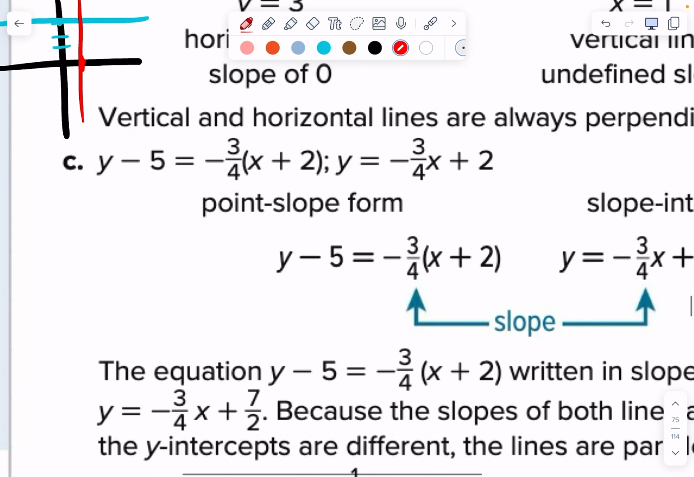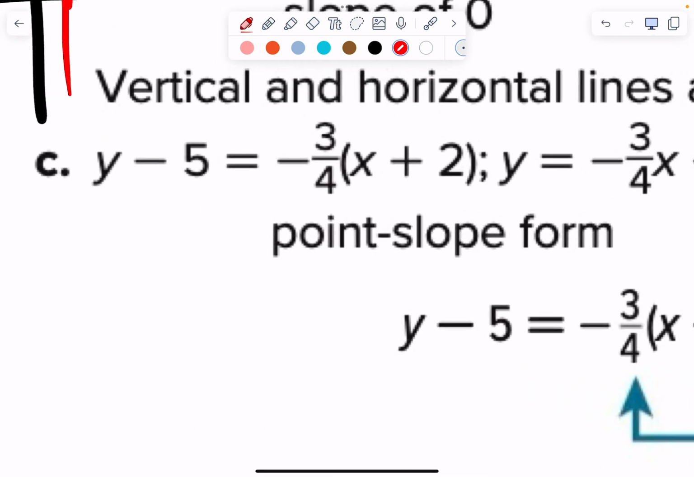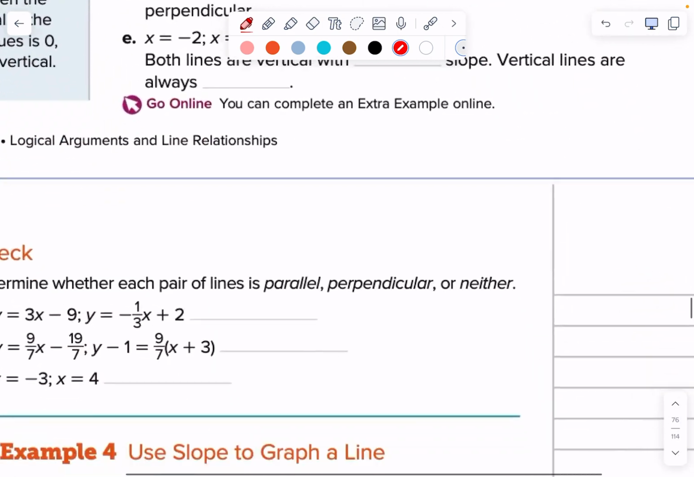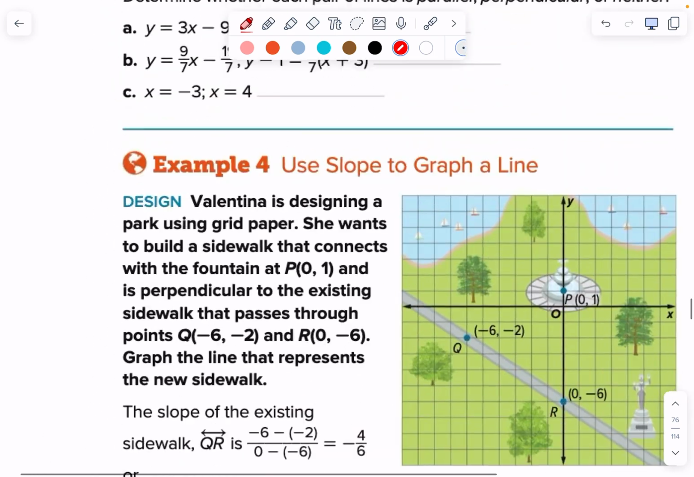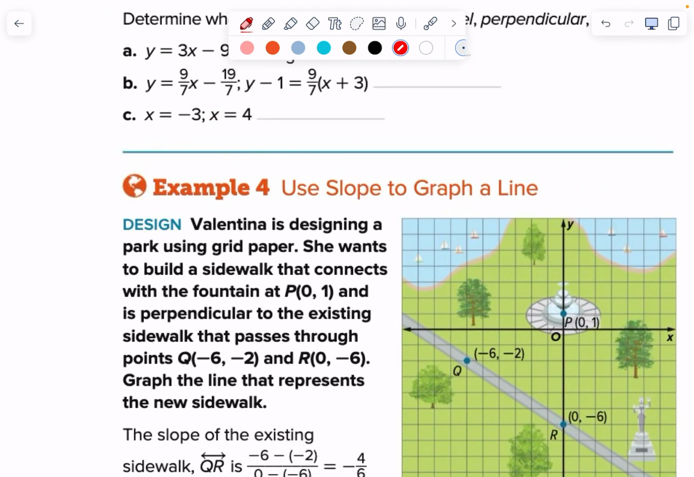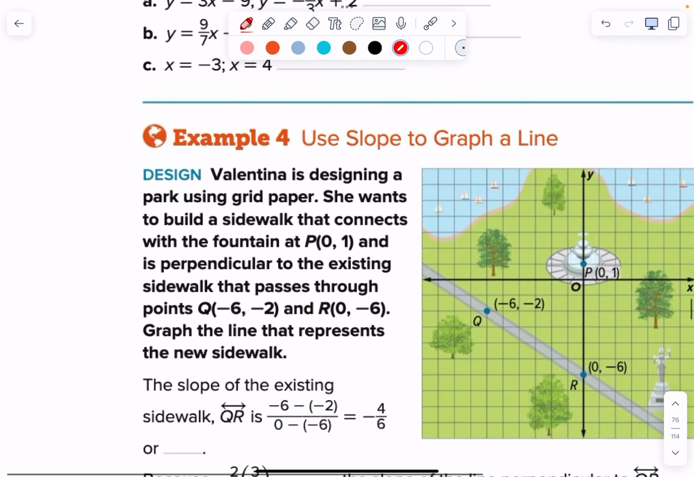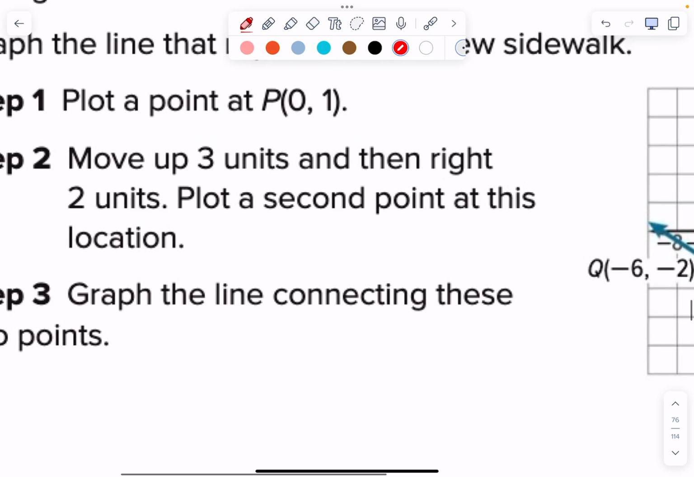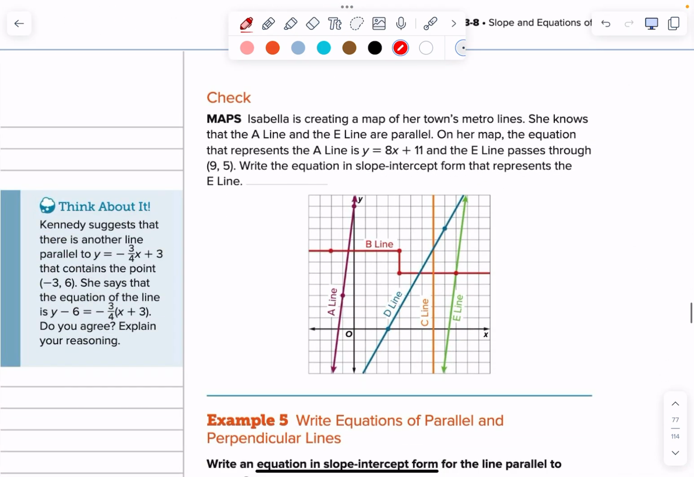Oh my gosh, we got more. We don't have to do those. We don't have to do that either. Okay, last thing, example 4. We know how to do that. No, you don't. How to graph? Do they have you make the equation of a line ever?